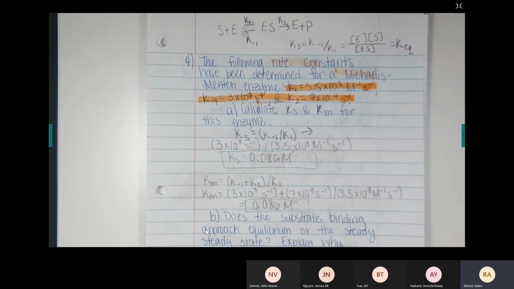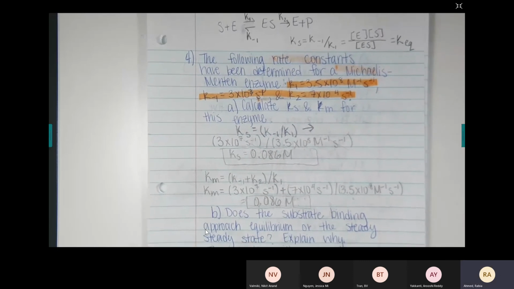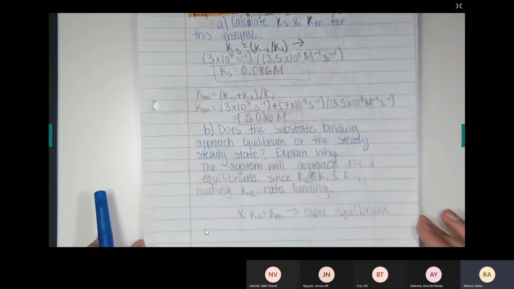You've seen this equation before, right? Seriously? Okay, you probably will get to it then. So I'm going to move on to 4b.